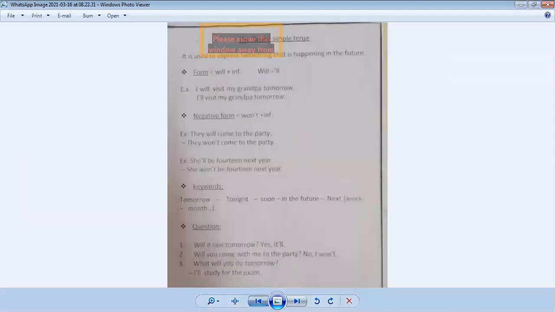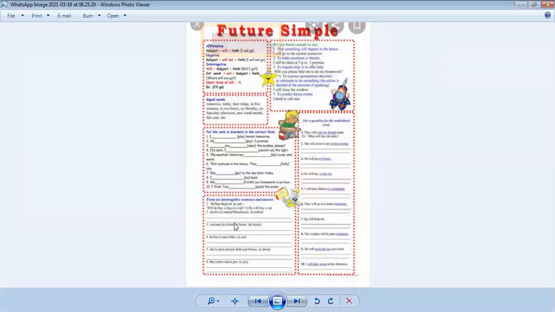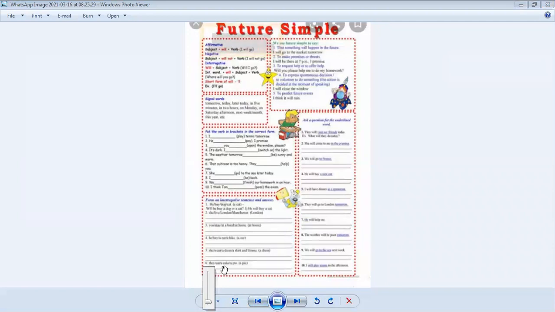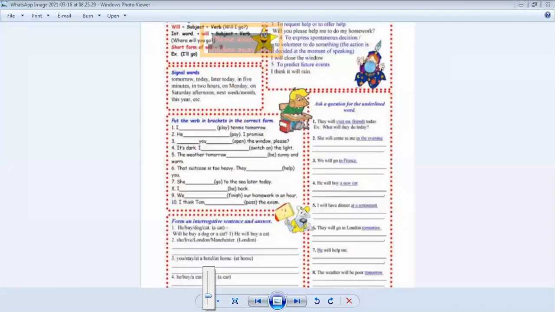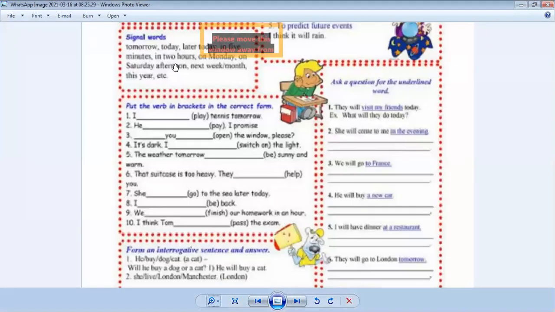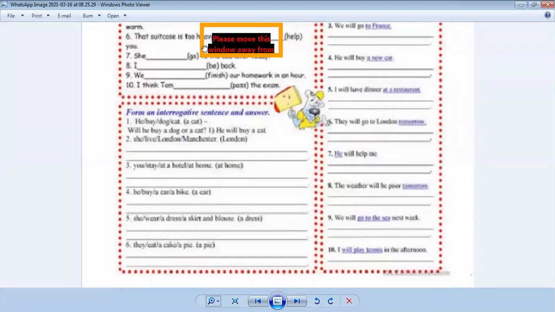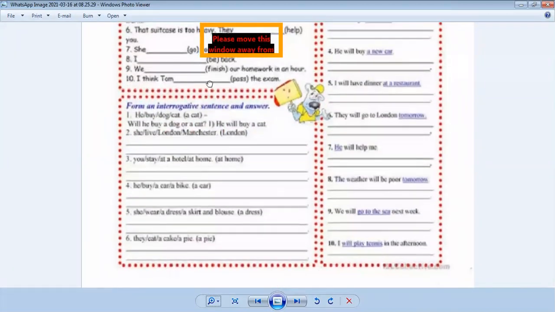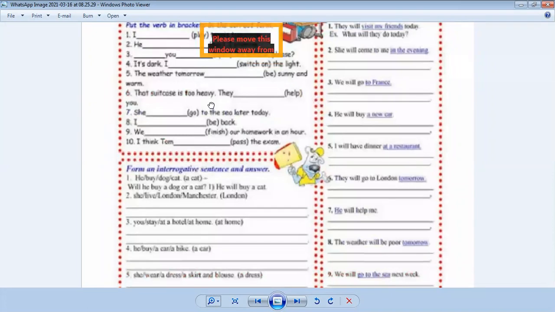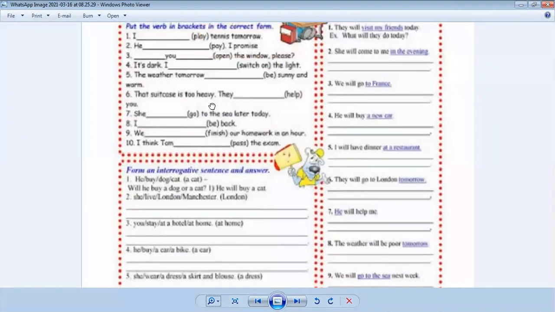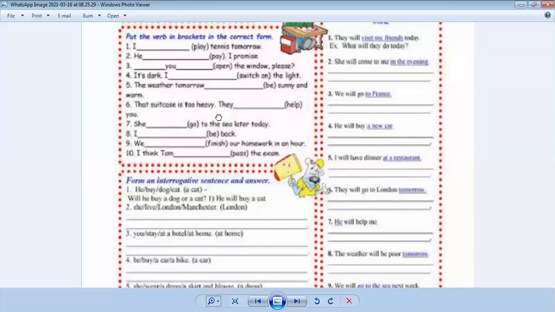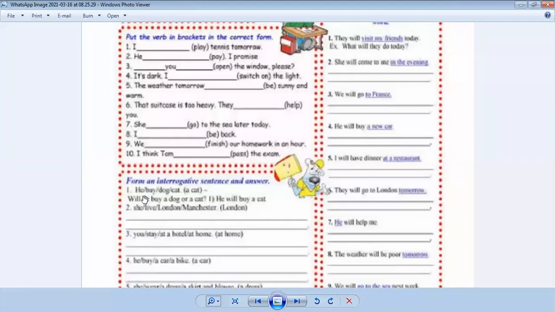Now, let's move back to this sheet. You will find all these sheets today on your group's classes. Okay? Here, I want to correct the verb and use it in the interrogative form, or the question form.